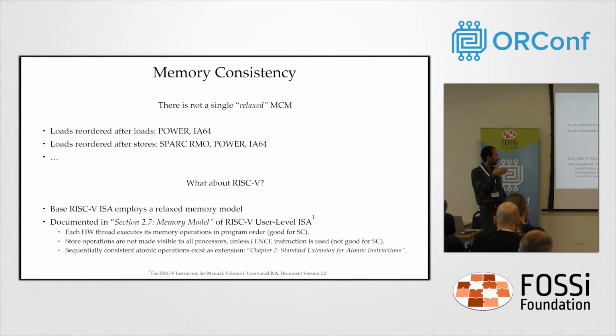So what it does is, it takes care of the program order, so it doesn't reorder instructions, so you don't see reordered operations in a single core. But this is good for sequential consistency because that's what it necessitates. But the second part, what actually makes the RISC-V ISA relaxed, is that store operations are not visible to the other processors unless a fence instruction is used. So basically, this is what the memory model looks like. And as an extension to the base ISA, there's an atomic operations extension in which you can actually have sequentially consistent execution.